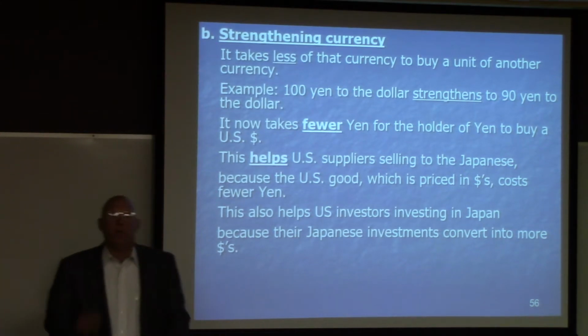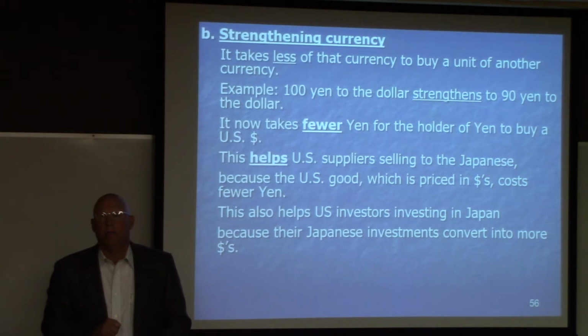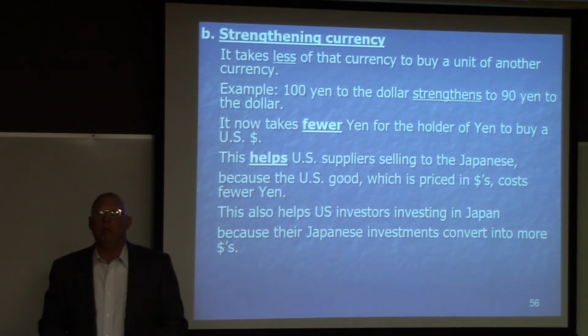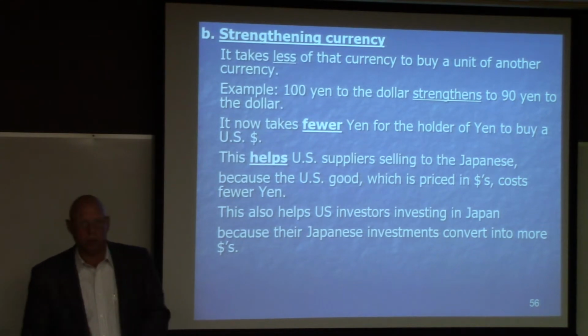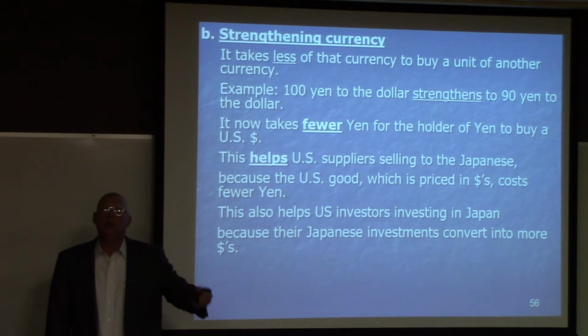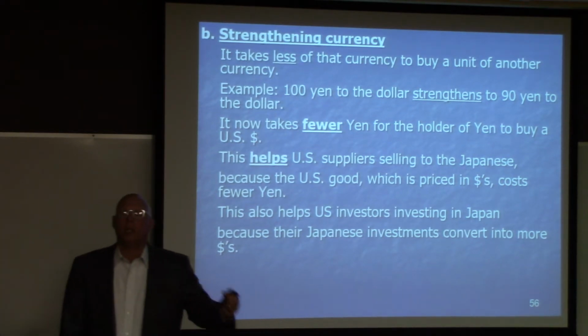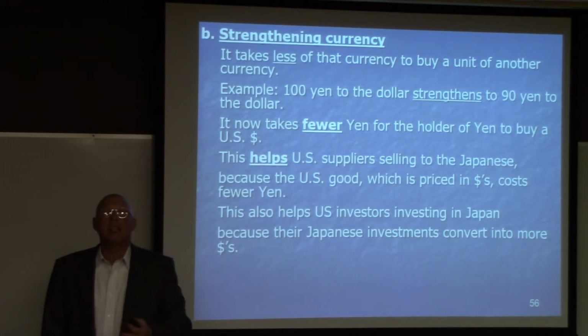So, if we are invested in Japan, we want the yen to strengthen, okay? If we are exporting to Japan, we want the yen to strengthen. We don't want the dollar to strengthen, okay? But if you're in Japan, you do want the yen to strengthen if you are buying U.S. goods. Okay? But that makes Japanese producers selling into the U.S. less competitive.